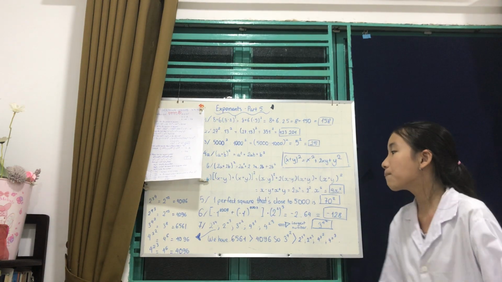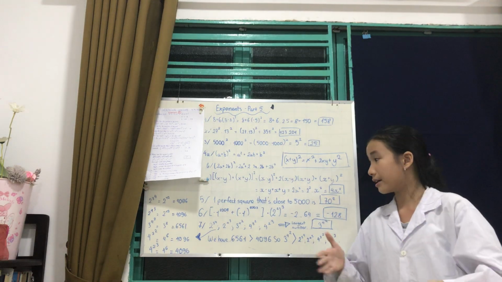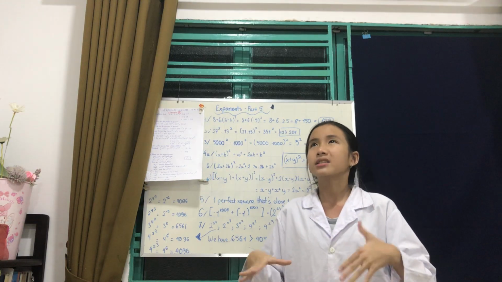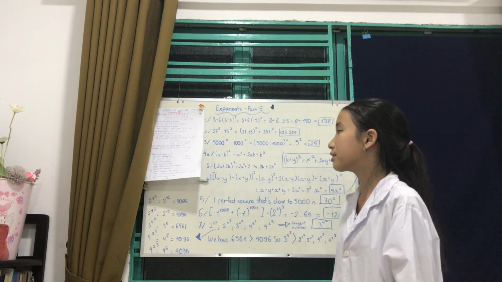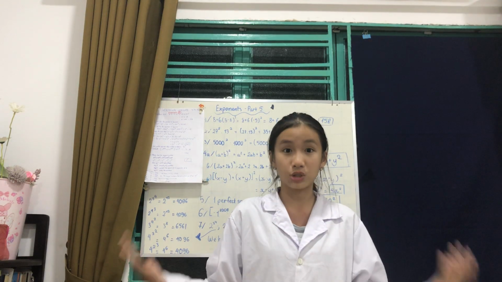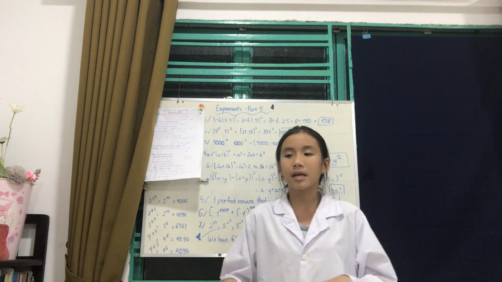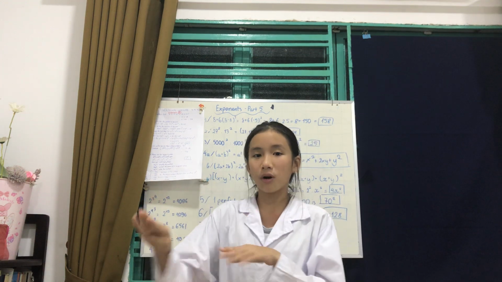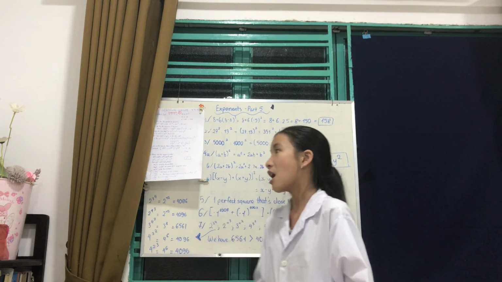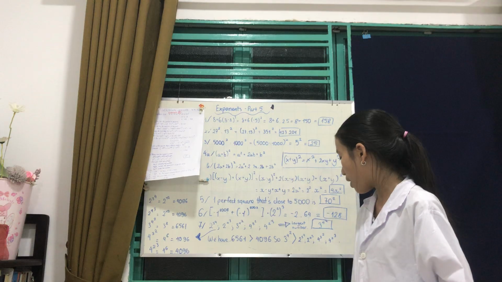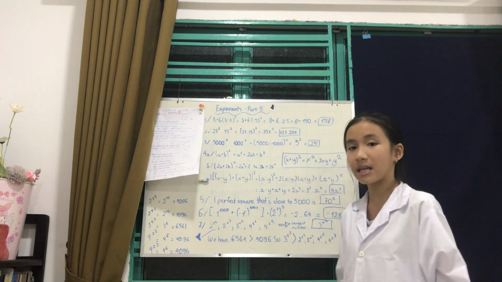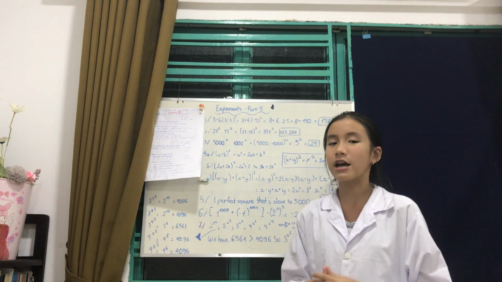The fifth problem: one perfect square that's close to 5,000 is 70 squared. Now, what is a perfect square? Take, for example, the number 16. Now, 16 is made of 4 times 4, or 4 squared. This is a perfect square because 4 times itself is a perfect square. Or we can take 8 squared. 8 times 8 will equal 64, and 64 is a perfect square.